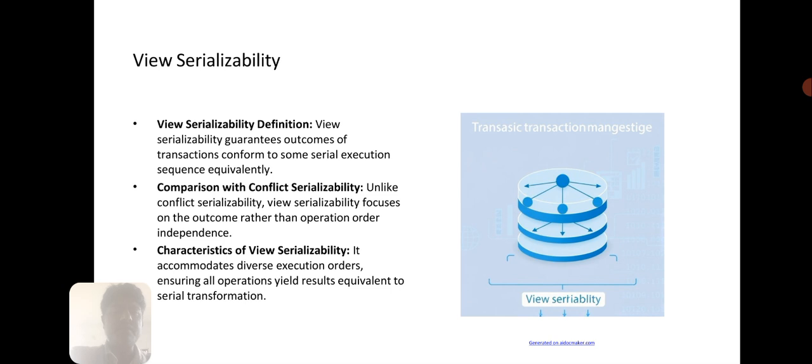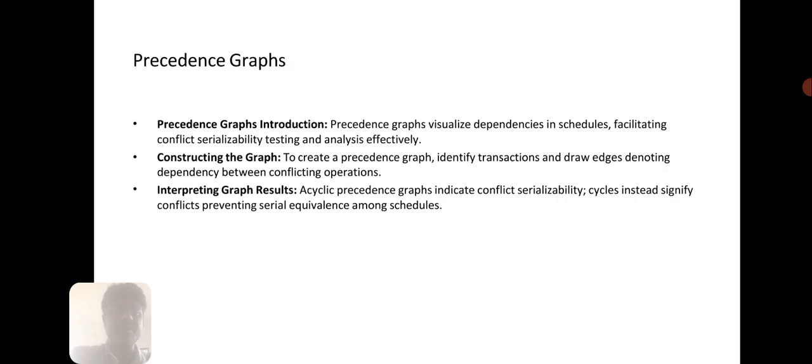Now the definition of view serializability. View serializability guarantees that the outcome of transactions conforms to some serial execution sequence. In comparison with conflict serializability, unlike conflict serializability, view serializability focuses on the outcome rather than the operation order independence. What are the characteristics of view serializability? It accommodates diverse execution orders, ensuring all operations yield results equivalent to a serial transaction.